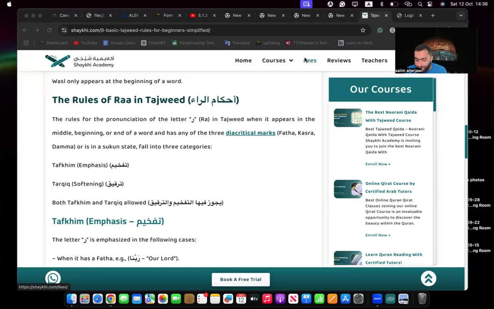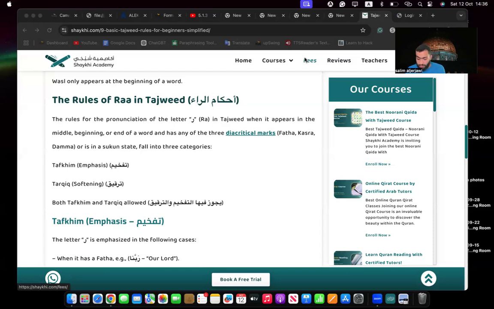What about the one in between? The one in between, it's combined. It's neither very strong nor very loose. It's in between, as it is. Like it's combined in the word lan Umar. Lam mim noon ain mim ra, Umar.